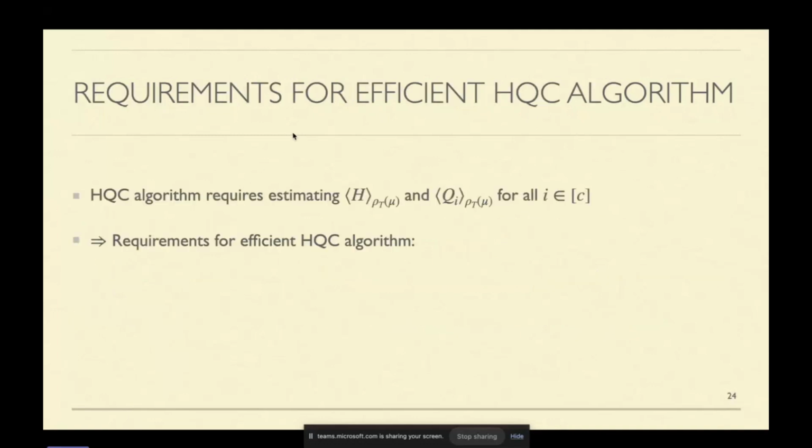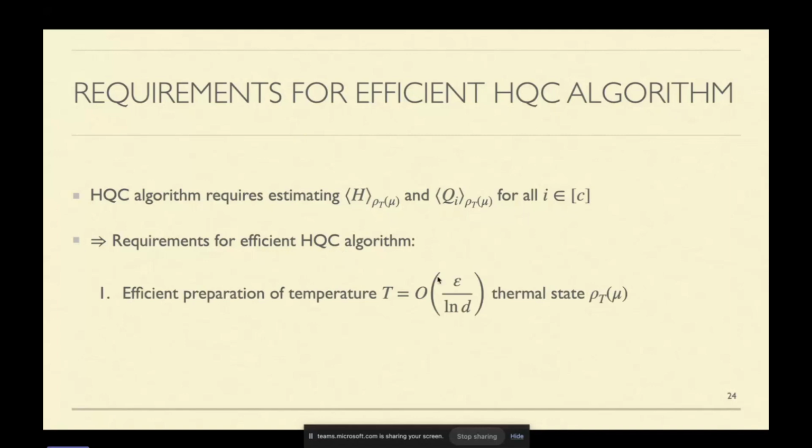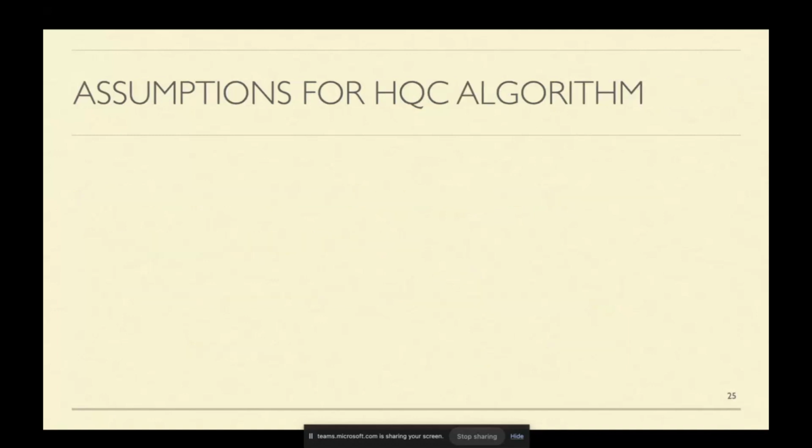What are the requirements for the quantum algorithm? We have to be able to estimate this observable and this one. So to be able to do that efficiently, we need to be able to efficiently prepare thermal states at this temperature. As we discussed, that is by no means easy, and it's the topic of cutting edge research in quantum algorithms. We also need to be able to efficiently measure these observables. That's not as hard because for Hamiltonians of physical interest, they're easy to measure.